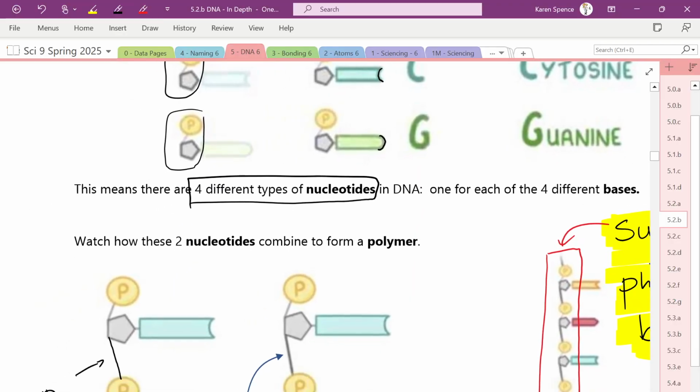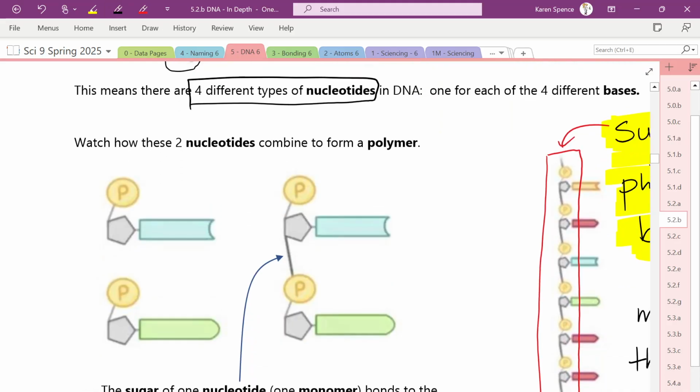Let's see how these 2 nucleotides combine to form a polymer. So we have 2 nucleotides here. Okay, 2 nucleotides. And what we get is a bond. So the sugar of one nucleotide bonds to the phosphate of the second nucleotide. Sugar phosphate, sugar phosphate, sugar phosphate.